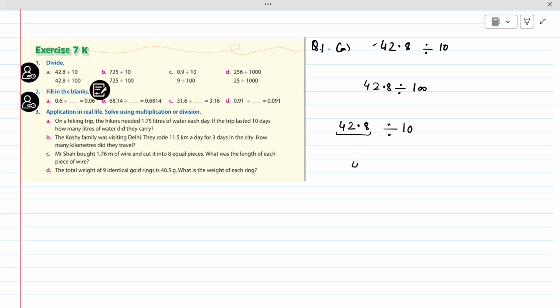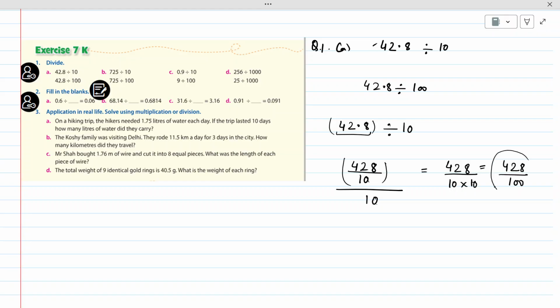First of all, if I write 42.8 in the form of a fraction, it is 428 by 10. This is the number which again has to be divided by 10. So both of these are dividing 428. This becomes 428 by 10 into 10, which can also be written as 428 by 100. Okay, so this is what is required.